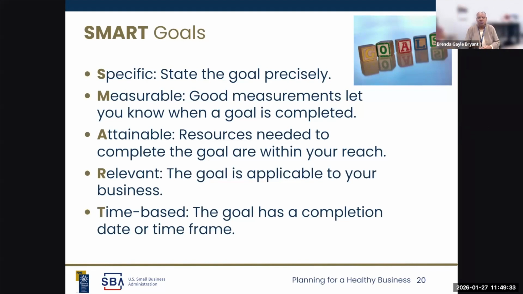Okay. It needs to be measurable. How do I know that I can make this goal happen? Okay, how do I know that this can be completed? Well, I've got my reservations, I've got my tickets, I've got my confirmation, I've got my agreement from the convention that I'll be speaking. So all of those things mean that yes, we're on that same track. Is it attainable? Are the resources needed to complete the goal within your reach? Yes.